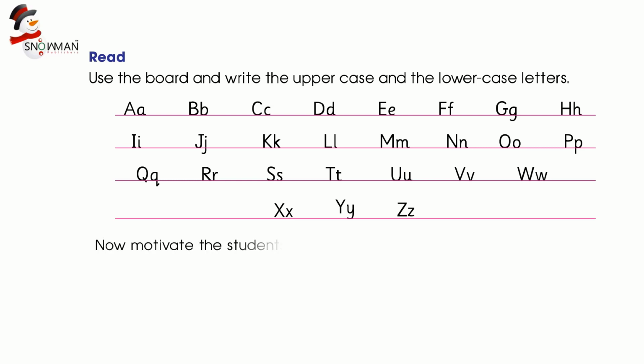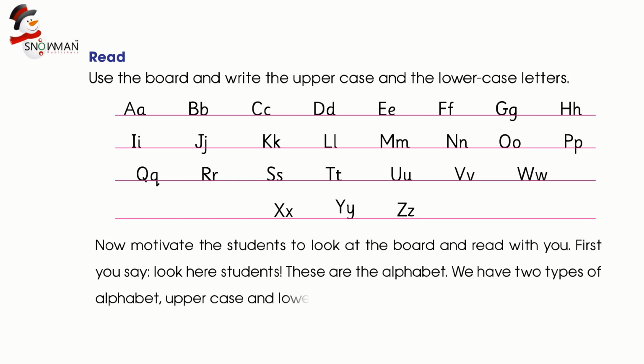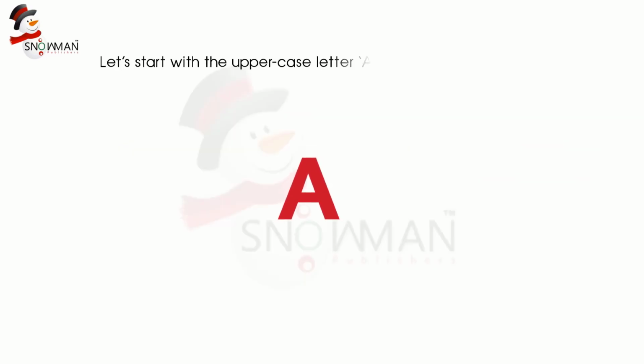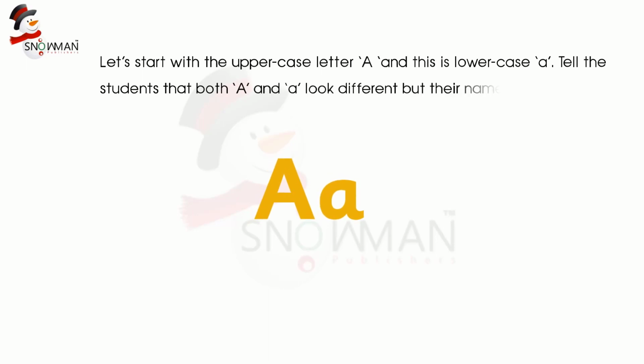Now motivate the students to look at the board and read with you. First you say, "Look here, students. These are the alphabet. We have 2 types of alphabets, uppercase and lowercase. I'm going to read it loudly and you will repeat with me. Let's start with the uppercase letter A, and this is a lowercase a." Tell the students that both A, uppercase and lowercase, look different, but their name and sound are the same.